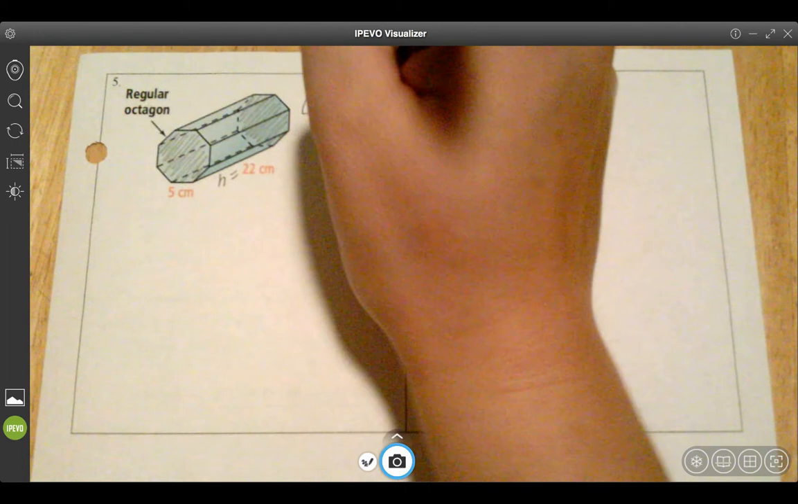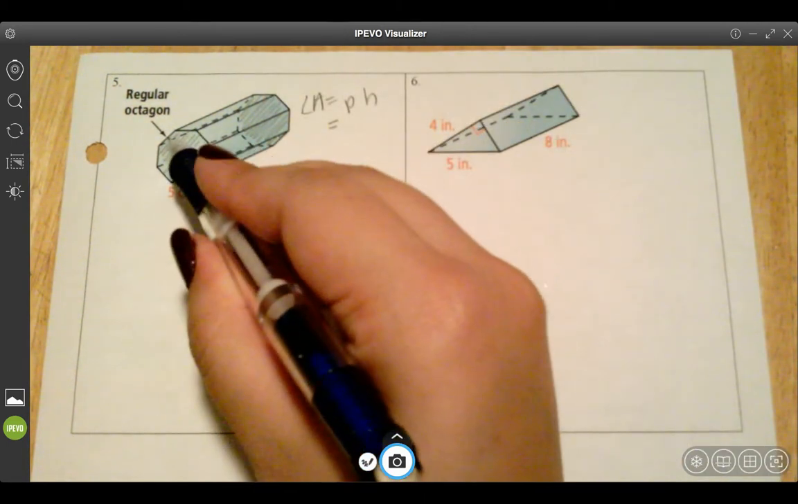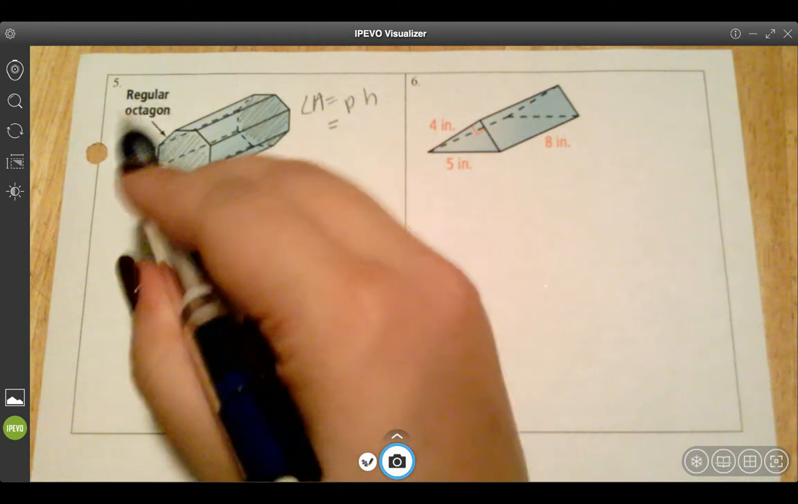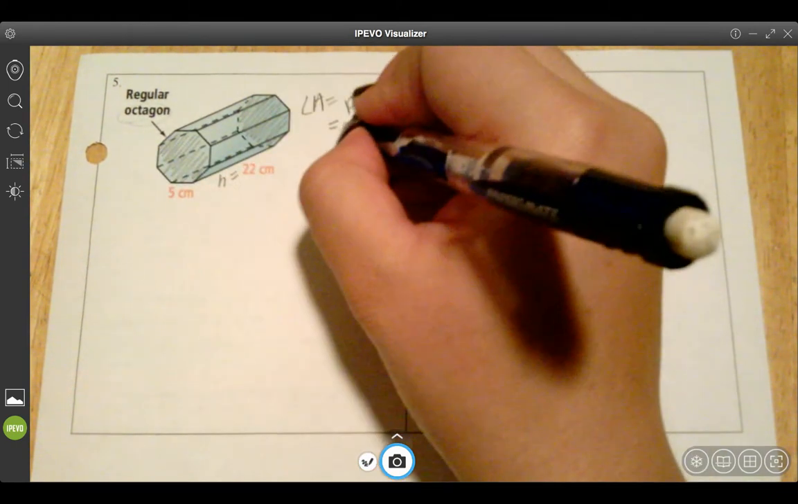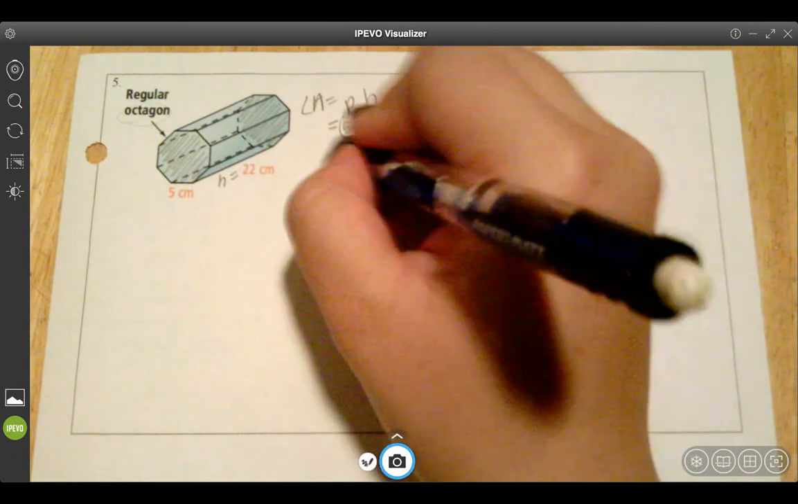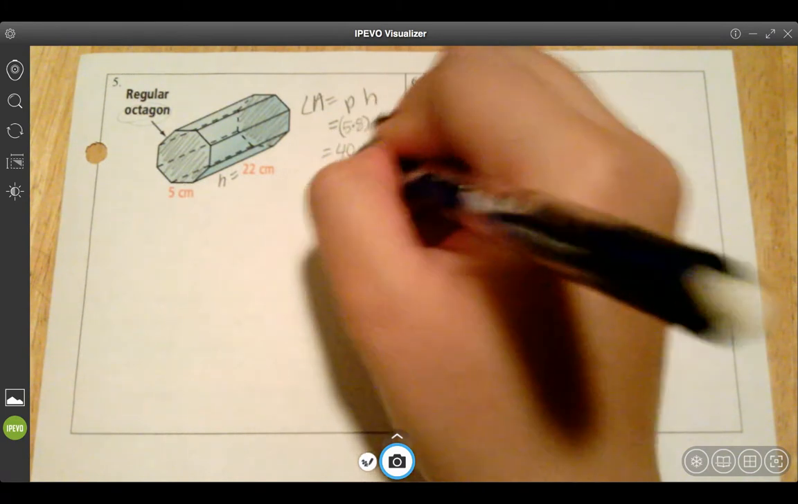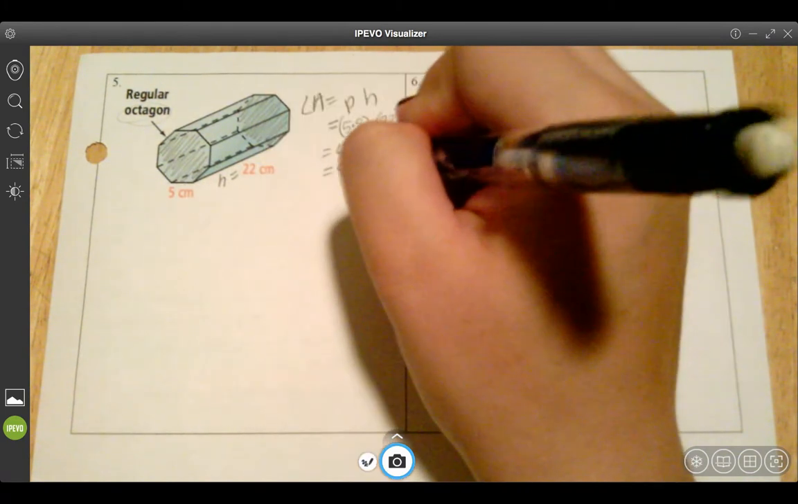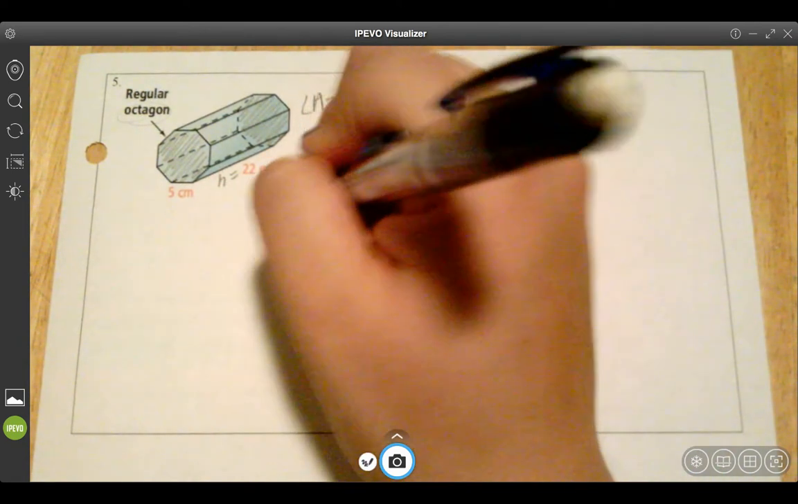Perimeter times height. Our perimeter, we have 1, 2, 3, 4, 5, 6, 7, 8. It says octagon, I confirmed it has 8 sides. So perimeter is going to be 5 times 8 times our height of 22. 40 times 22 is 880. Units are squared centimeters. And then we need the area of the base.